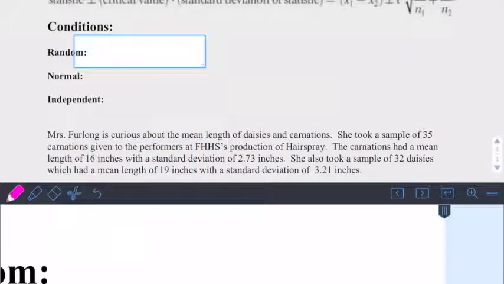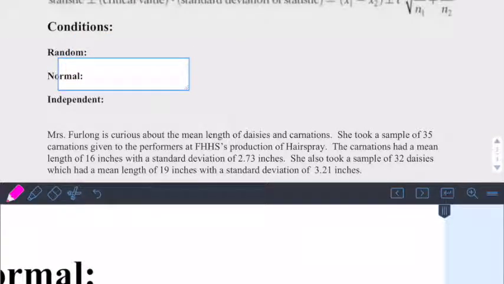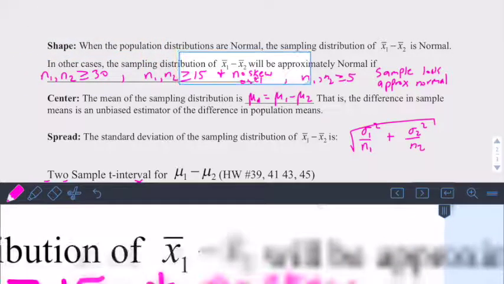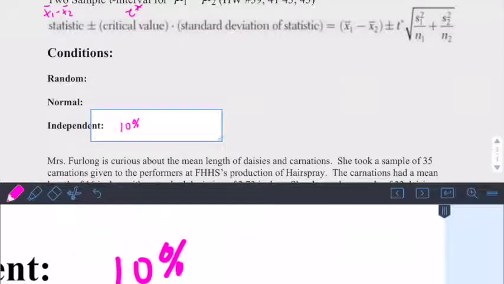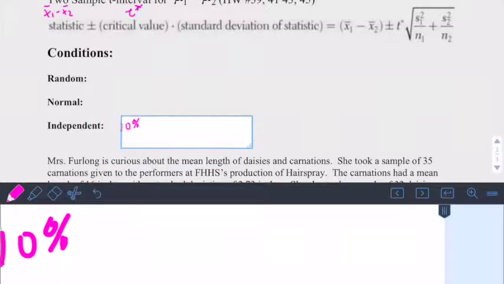Okay, so then we have our conditions. We need to check our random condition. We need our normal condition. Remember all those things that we just talked about from up here. And our independent condition, or the 10% condition, which will be most of it. Either both samples need to be independent, or both samples need to meet the 10% condition, less than 10% of the population.